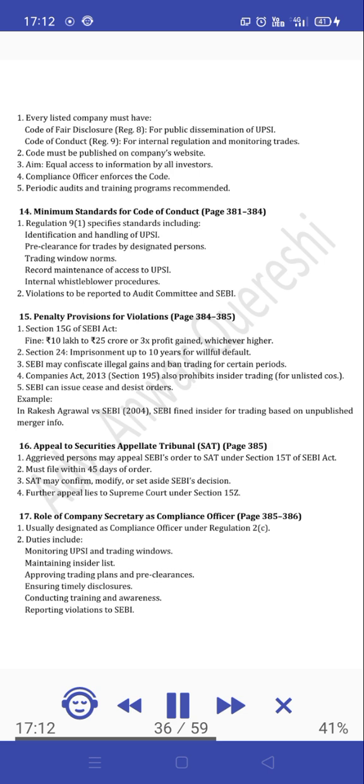2. Code must be published on company's website. 3. Aim: equal access to information by all investors. 4. Compliance officer enforces the code. 5. Periodic audits and training programs recommended.